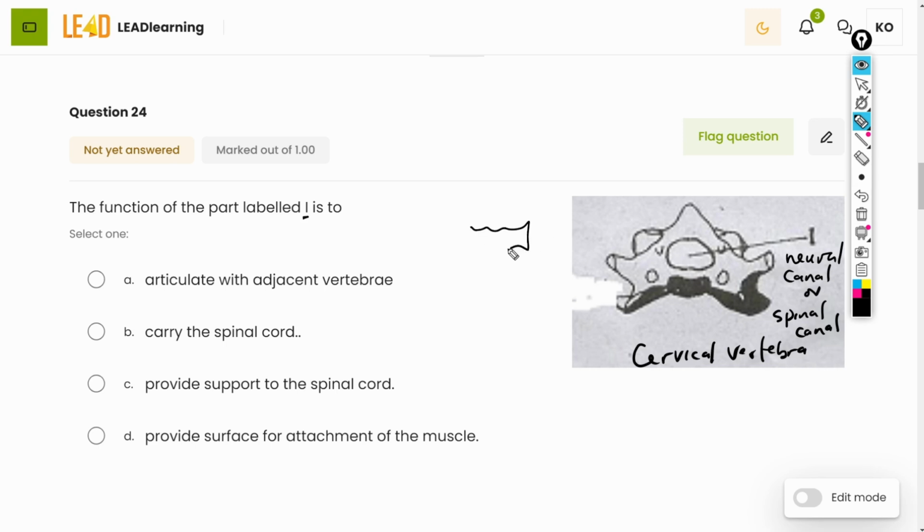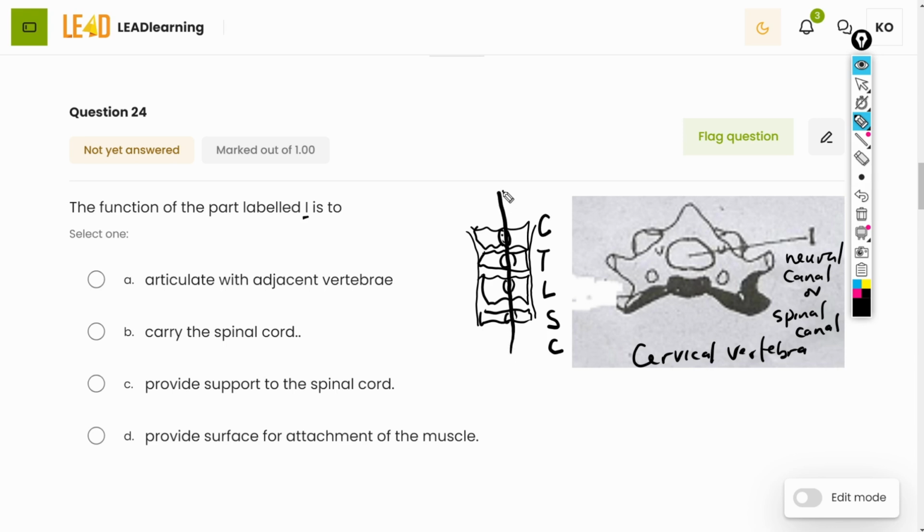Now, the neural canal or the spinal canal is a hole for the passage of the spinal cord. So let's say this is one vertebra, this is another vertebra, this is another vertebra, typifying the way the backbone is arranged, stacked on each other, starting from the cervical vertebra to the thoracic vertebra to the lumbar vertebra to the sacral vertebra and to the caudal vertebra. Now they all have this neural canal or spinal canal through which the spinal cord passes.